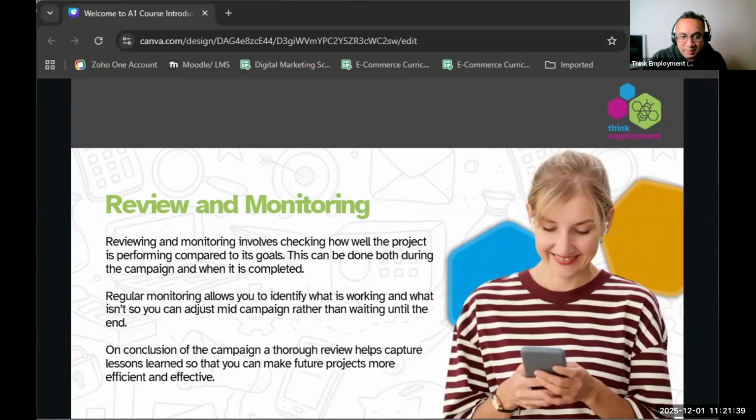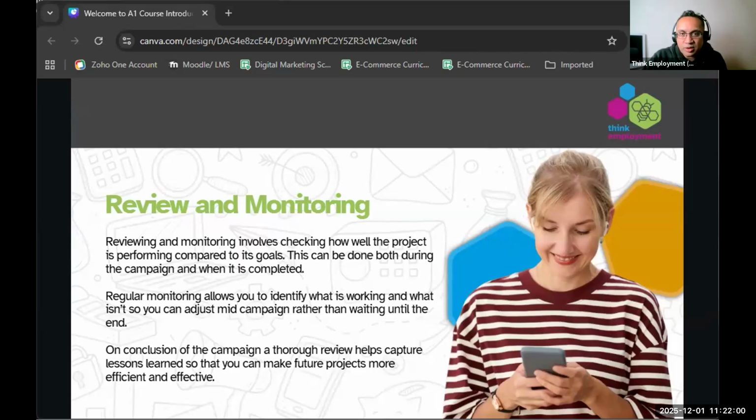On conclusion of the campaign, a thorough review helps capture lessons learned so that you can make your future projects more efficient and effective. So it's all about the click-through rates, the conversions, the traffic, etc. That's what you're going to monitor. That's what you're going to review.